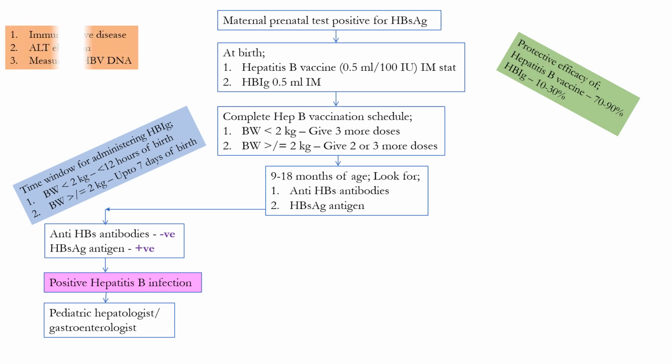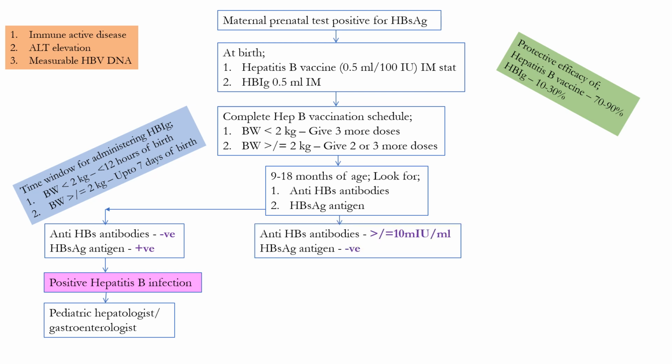And here also I would like to tell you that for starting hepatitis B treatment in a child, 3 factors are looked upon, and these are immune active disease, level of ALT elevation should be more than 2 to 3 times the upper limit of normal, and measurable hepatitis B DNA values. In case anti-HBs antibodies are positive, meaning they are more than or equal to 10 milli-international units per ml, and HBsAg antigen is negative, in that case, the baby is immune and we don't need to do any action further.